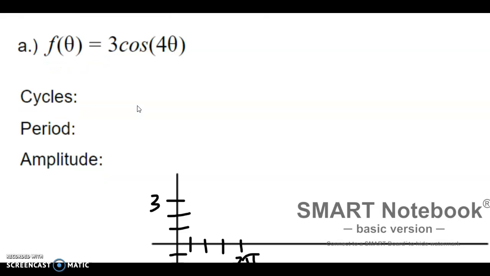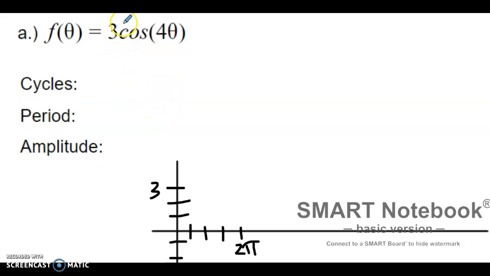Sketching the graph. So we're going to use the same information that we used with our sine function to help us out here. So I'm just going to look at the equation and write the information down first. I always start with the amplitude. The amplitude is 3 units high. Then I look at 4 theta. That means there's 4 cycles between 0 and 2 pi. And so that means a period of, again, 2 pi divided by 4, which is pi over 2. So we're going to have a cycle every pi halves.